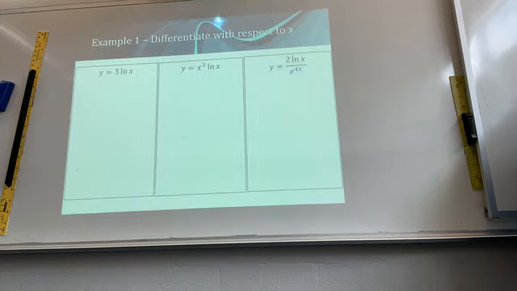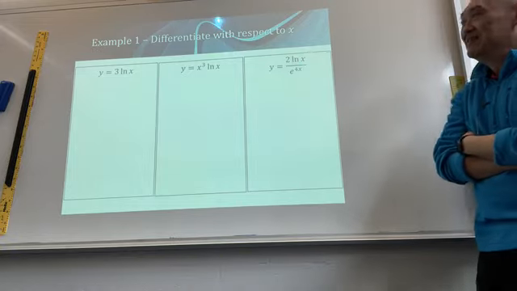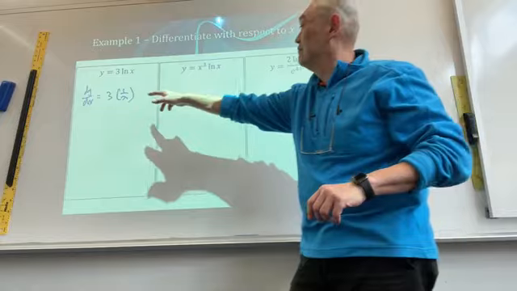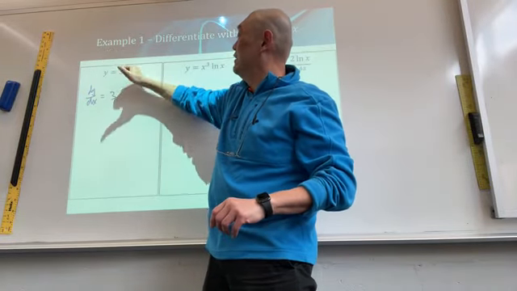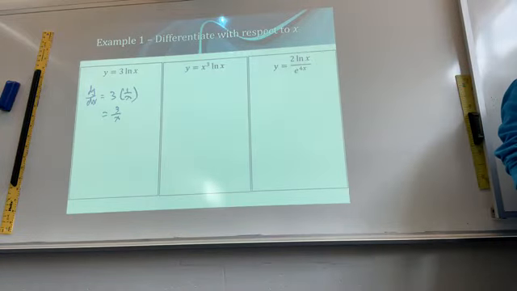So let's start with the first one. What do we do when y equals 3 times natural log of x? We want the first derivative, dy/dx. It's 3 over x, because the 3 is just a coefficient, so we can just differentiate the log. 3 times 1 over x is 3 over x. Next one.